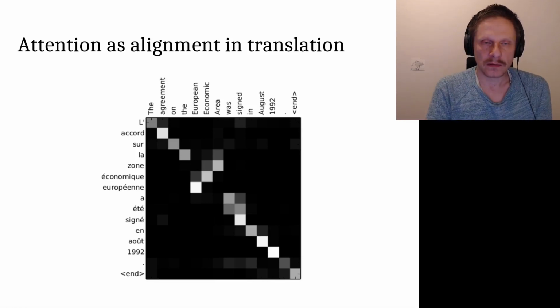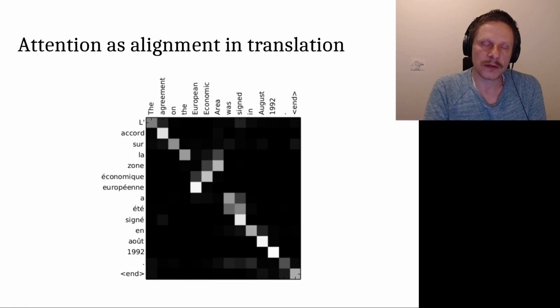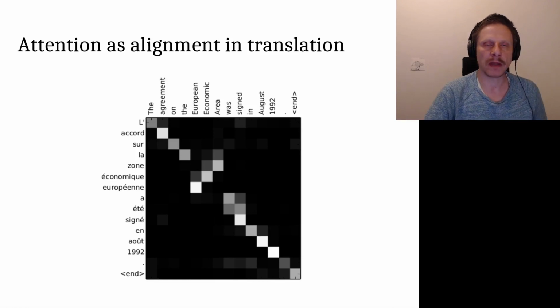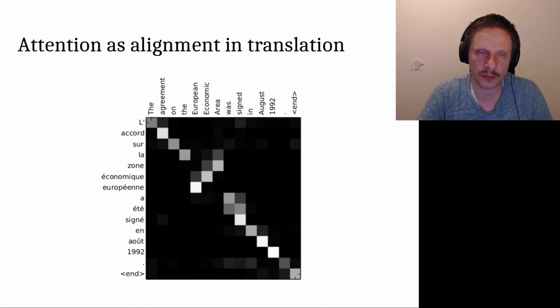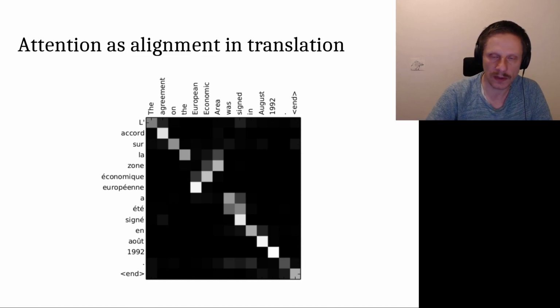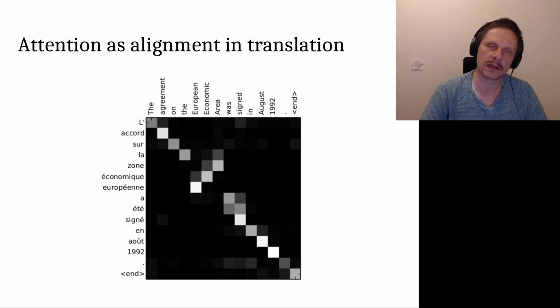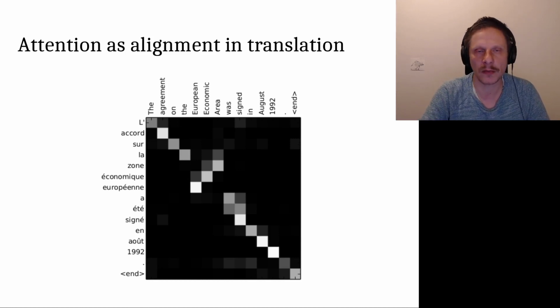This is the visual indication of what is meant by attention and why it's similar to alignment in the case of translation. So what you have here are two sentences, the input sentence and the output sentence. I don't know which one was the input, which one was the output. Let's say that the input is English: The agreement on the European Economic Area was signed in August 1992. And then there is a corresponding sentence in French.